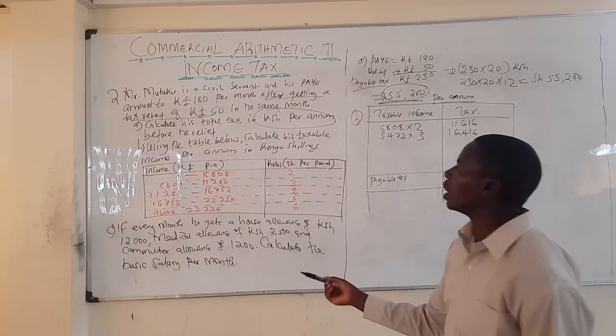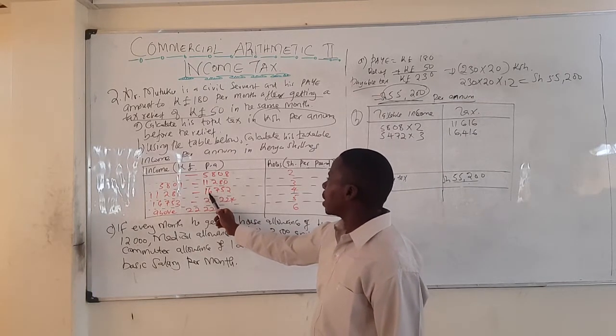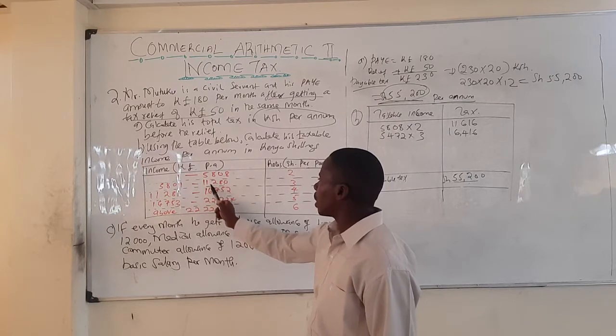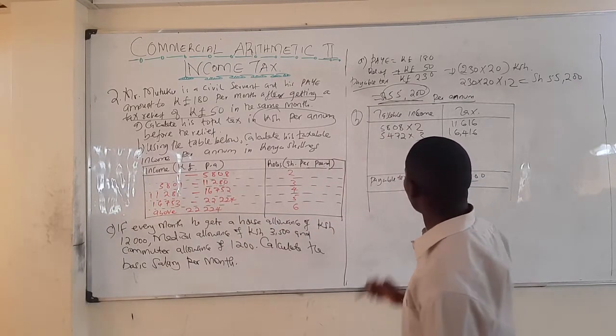So we go on to the third bracket. That bracket is given by 16,752. We subtract 11,280, and this is going to be 5,472.